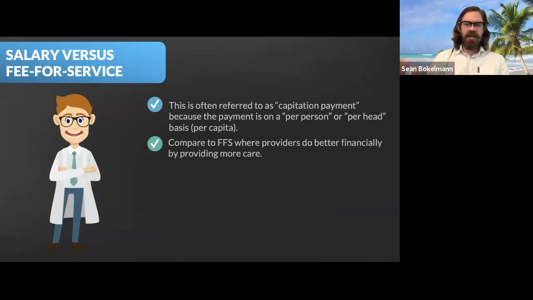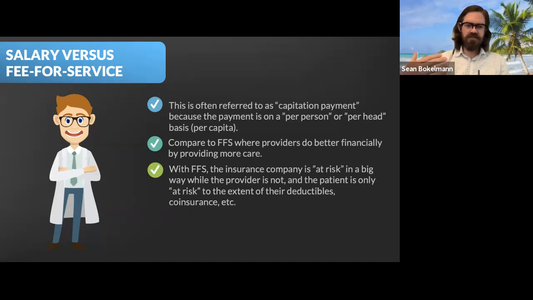And so if we compare this to fee for service, where providers do better financially when they provide more care, we can see that the incentive setup is definitely different, and the capitation type payment does not really create an opportunity for induced demand.